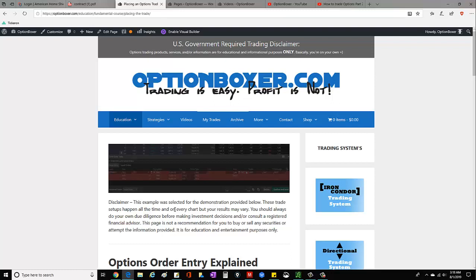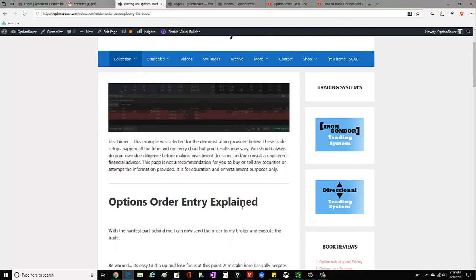So the disclaimer is this example was selected for the demonstration provided below. These trade setups happen all the time and on every chart, but your results can and will vary. Please always do your own due diligence prior to making investment decisions, and/or consult a registered financial advisor. This page is not a recommendation for you to buy or sell any securities or attempt the information provided. Basically, you are on your own. Any losses you have will be yours. Any gains you have will also be yours.